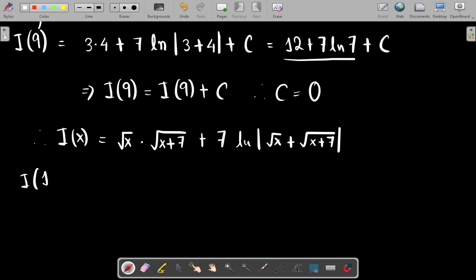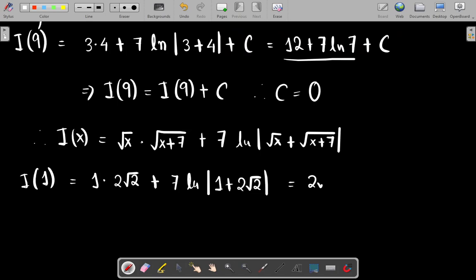Now if we place x equal to 1 for I(1), we get root 1 is 1 again, and this is square root of 1 plus 7 will be square root 8, right? So square root 8 is nothing but 2 root 2, plus 7 times log of root 1 is 1 again, and this will be root 8. 1 plus 7 is square root 8, right? So square root 8 is nothing but 2 root 2. So this becomes 2 root 2 plus 7 log. Since this is a positive number, I am removing this absolute value, okay? 7 log 1 plus 2 root 2, right?